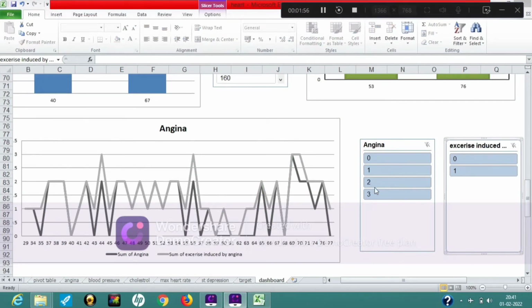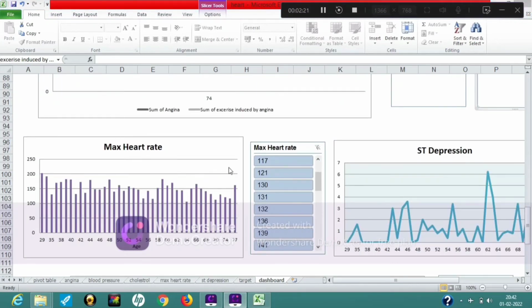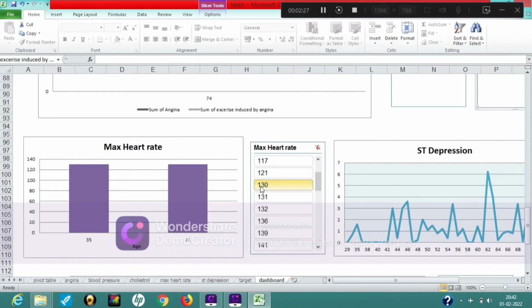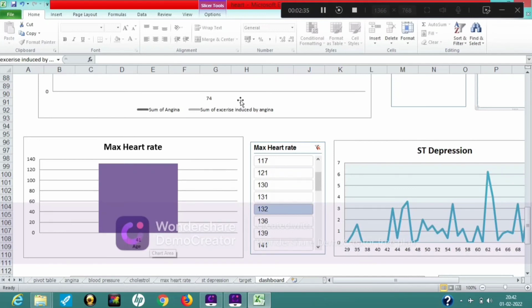This is the slicer for angina. Angina is 1 at the ages of 29, 36, 41, 48, 52. Angina induced by exercise is at the age of 54. Like this, we can easily analyze our data using the slicer. This is for maximum heart rate. The maximum heart rate is about 130 at the ages of 35 and 71, and 141 at the age of 68, and 132 at the age of 41.